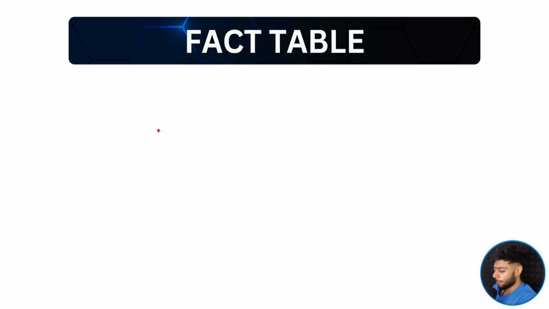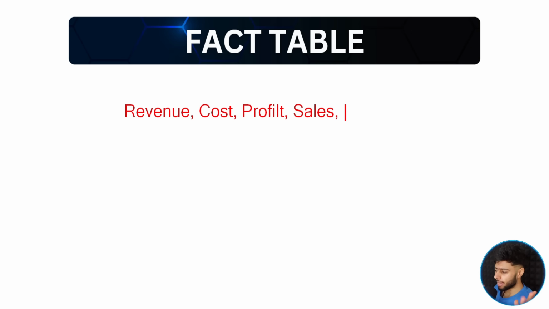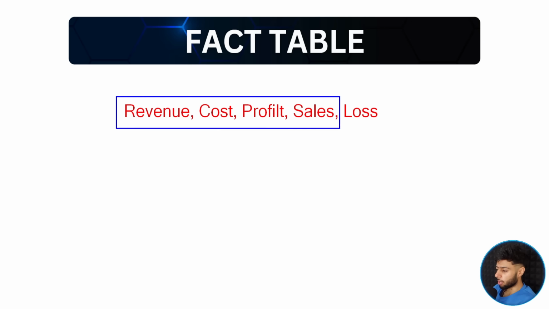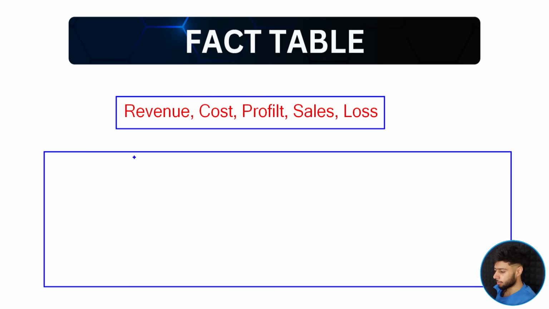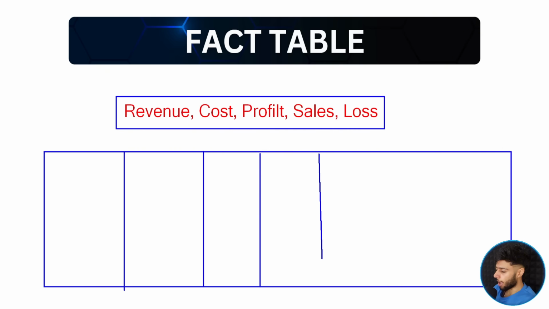Make sense? So let's say you have a table, okay, and you have some columns related to, let's say, revenue, cost, profit, sales, or all those numbers, all the numerical terms, all the figures. Let's say any good example, let's say loss. So these are all the facts of your data, or you can say facts of your particular company. Make sense? So all the columns of the one big table, let's say this is your one big table, all the columns in which you have something called numbers.